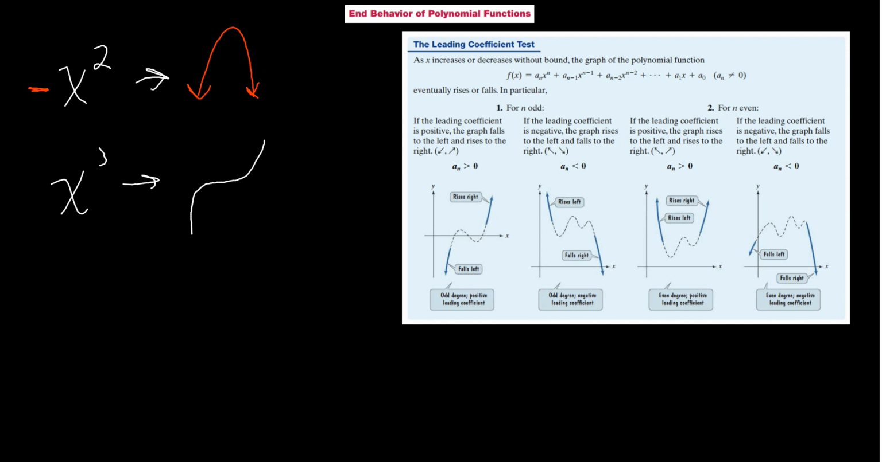If the exponent is even, and it is a positive even polynomial, then it will be up, up. But if it is a negative like this, then it's going to be down, down. Alrighty, so let's erase that real fast.